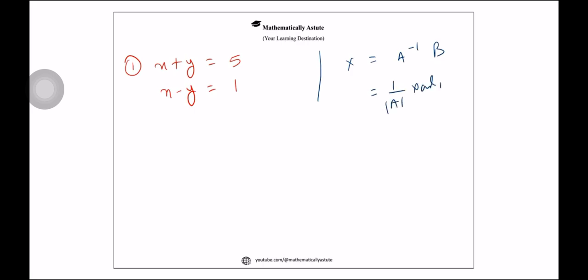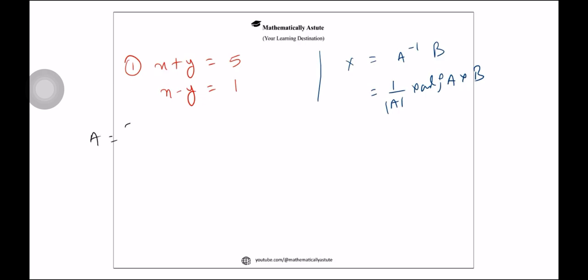In this video, we will understand how to calculate the value of variables using Martin's rule. Let's say x plus y equals 5 and x minus y equals 1. We know Martin's rule states that x equals A inverse B, and we know A inverse is 1 by mod A into adjoint A into B. Now, before doing anything further, we will classify A, B and X.